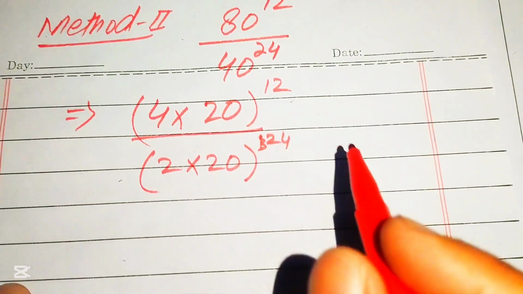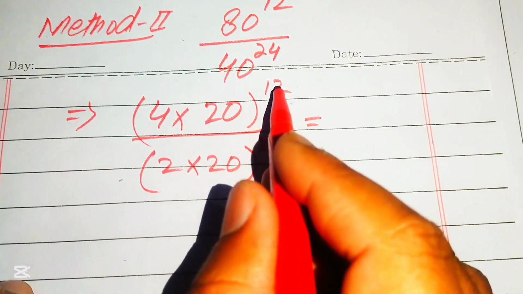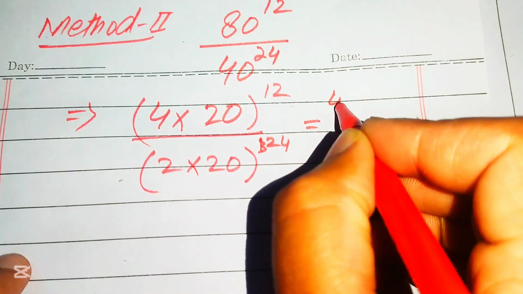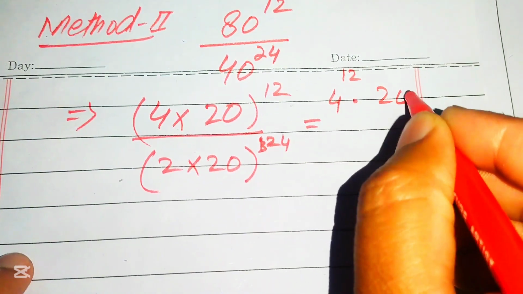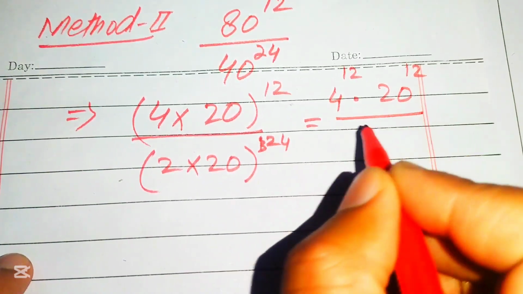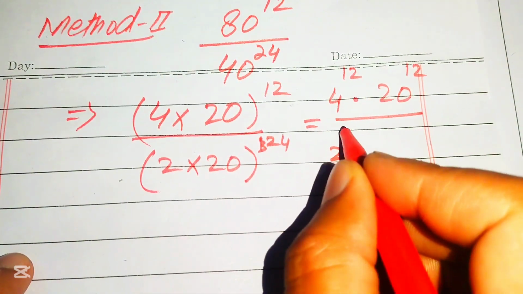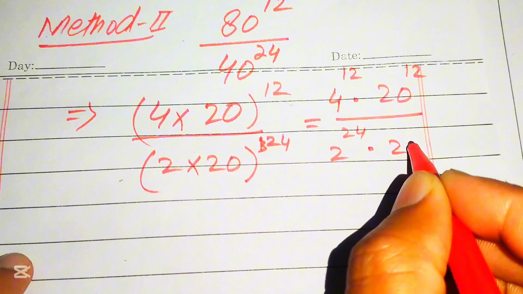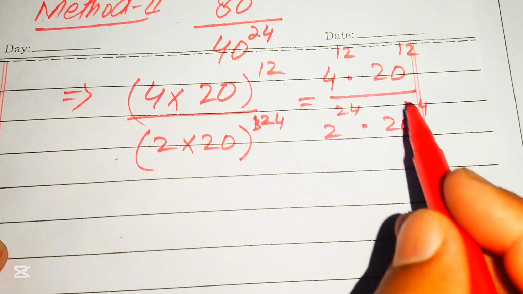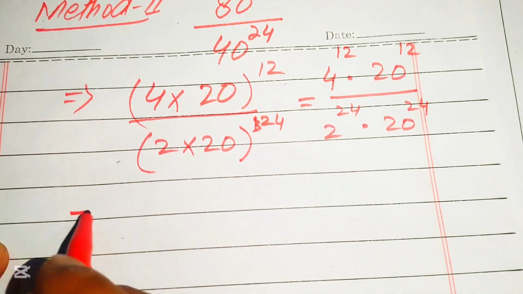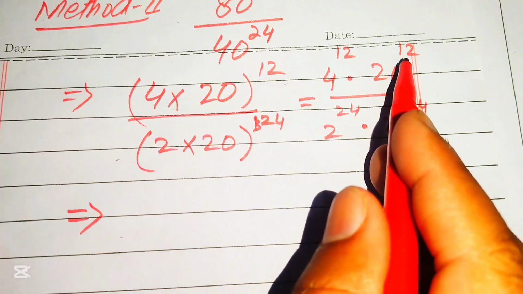So now we can again apply another exponent law, and we break this exponent on both of these terms, and it will be written as 4 to the power of 12 multiplied by 20 to the power of 12, divided by 2 to the power of 24 multiplied by 20 to the power of 24. Again you see here the bases on these two terms are the same, but 12 is the smaller exponent.